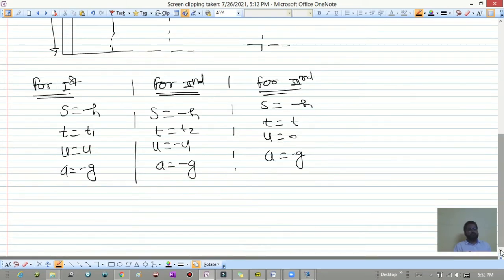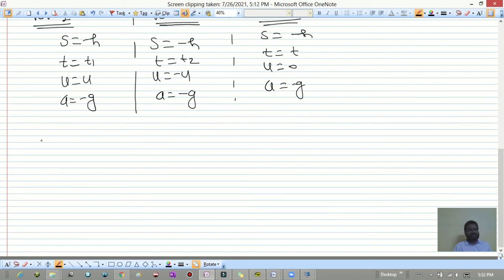Now if you just put in the second kinematical equation, we'll get minus h is equal to u t1 minus 1 by 2 g t1 squared.